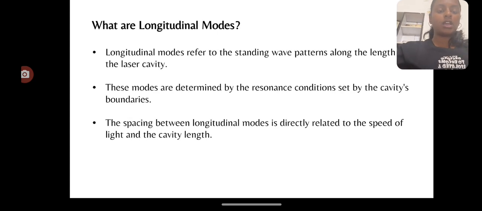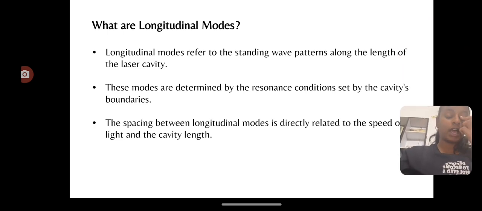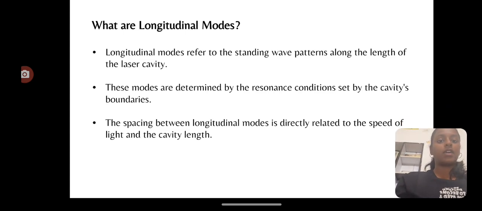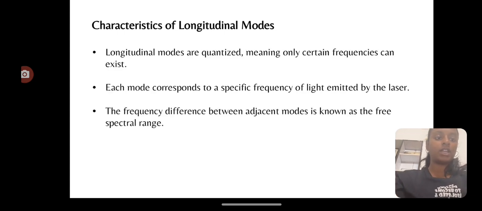In the longitudinal modes, this refers to the standing wave pattern along the length of the laser cavity. These modes are determined by the resonance conditions set by the cavity's boundaries. The spacing between longitudinal modes is directly related to the speed of light and cavity length.